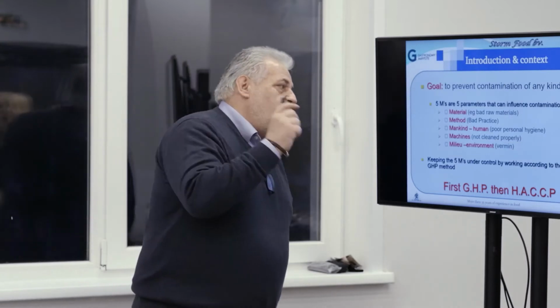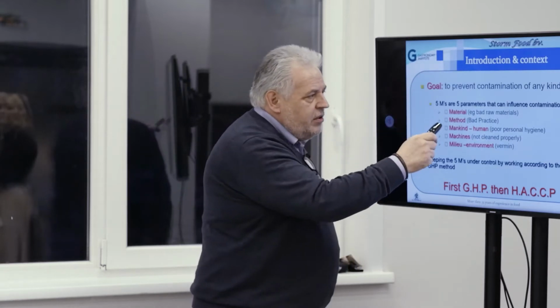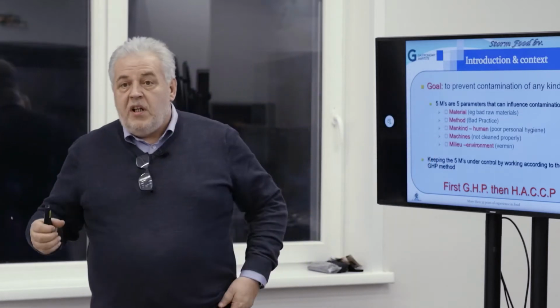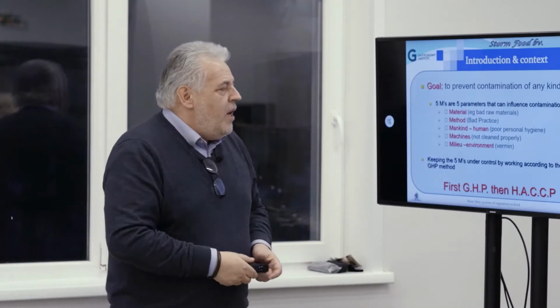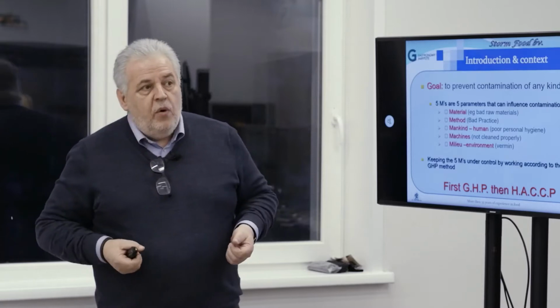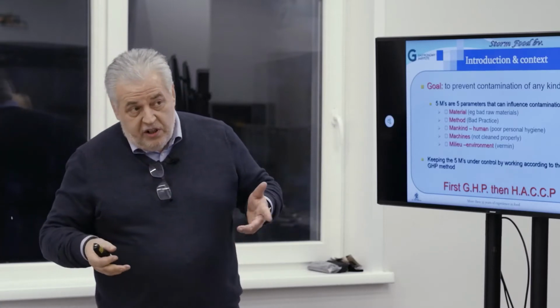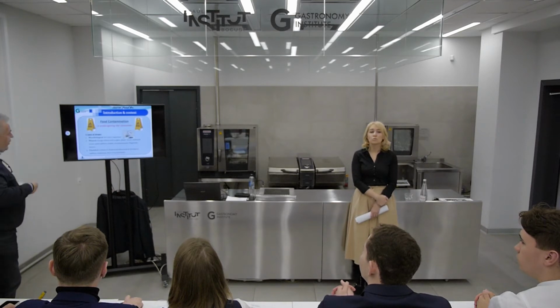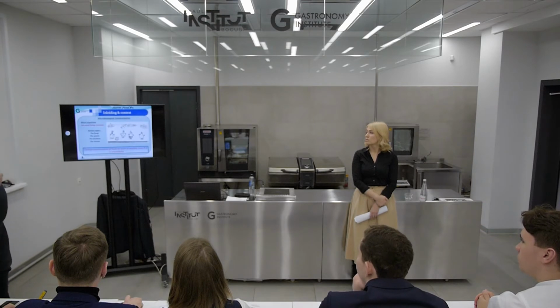5 methods, I will go very quickly. The 5 M's, very important. First of all, good hygiene practice, and then HACCP. The 5 M's: material, meaning your ingredients. The method, meaning how you will manipulate them. Mankind, we. Some people are not really hygienic, so we can be a source. Machines can be a source, and milieu, environment, can be a source as well. Microbiological, physical, chemical, you know this, right? The 4 types: fungi, yeast, bacteria, and virus. You know this also.